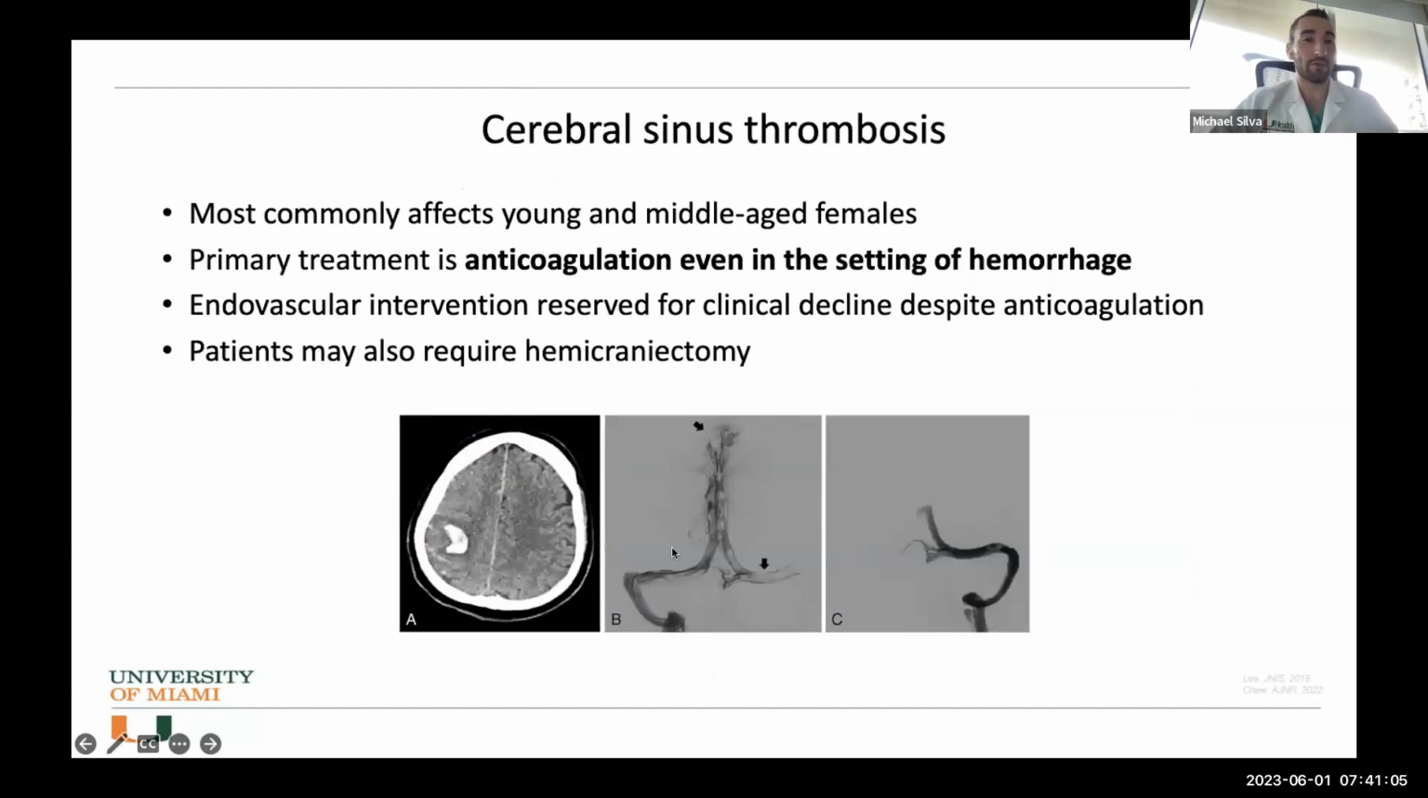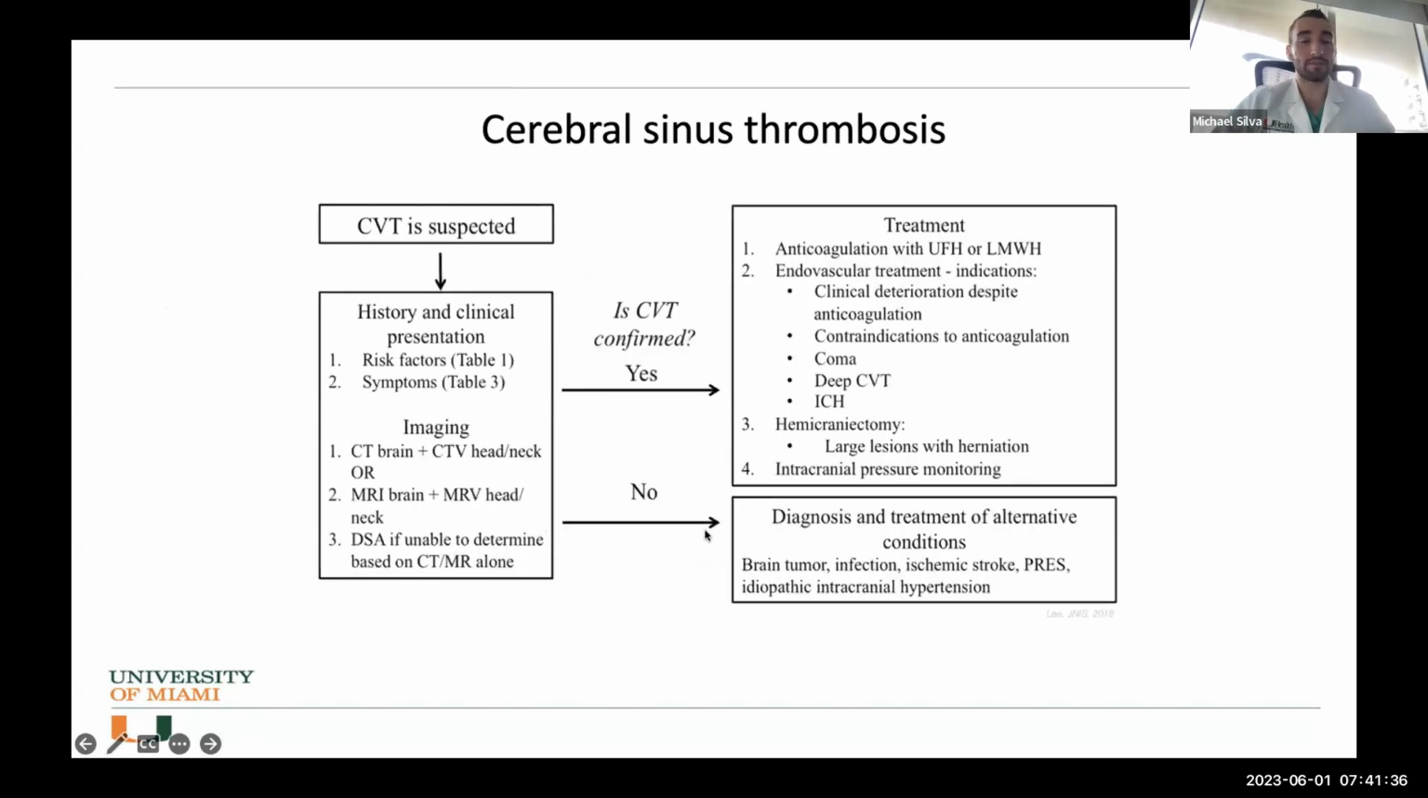So the takeaways for cerebral sinus thrombosis: it commonly affects young and middle-aged females. The primary treatment is anticoagulation. Absolutely 100% anticoagulation, even if there is evidence of hemorrhage on the CT. However, patients who fail anticoagulation or worsen clinically despite the anticoagulation are candidates for venous thrombectomy. Important to keep in mind that, of course, as the venous congestion progresses, hemicraniectomy has to also be considered. So there's a schematic of what I said.